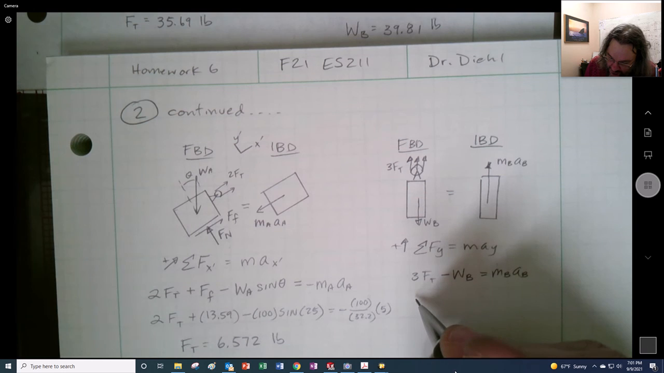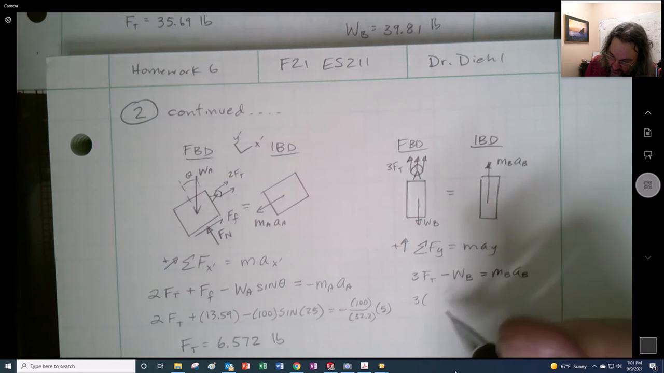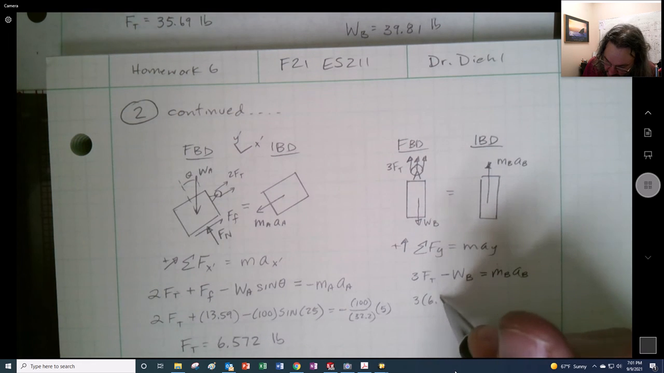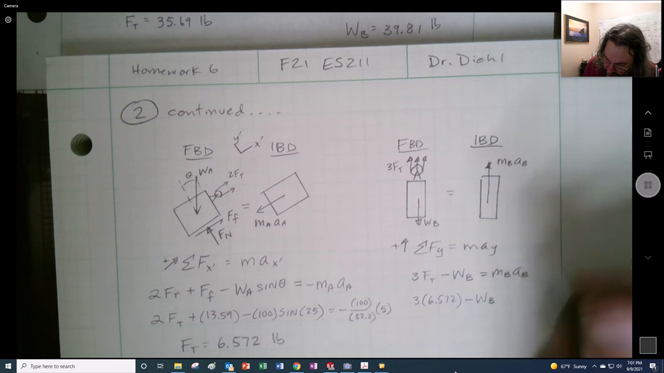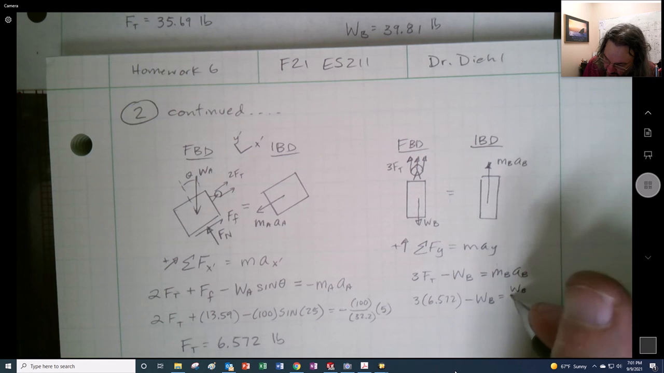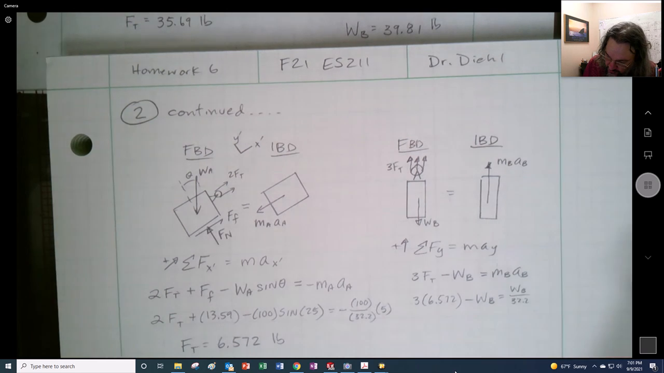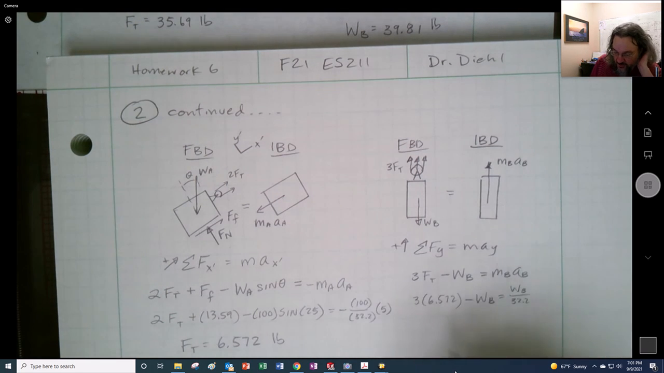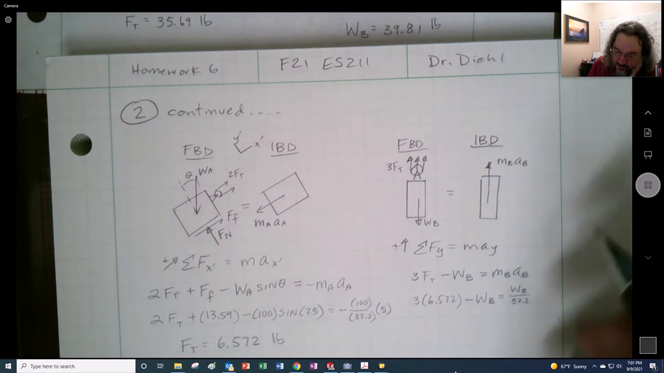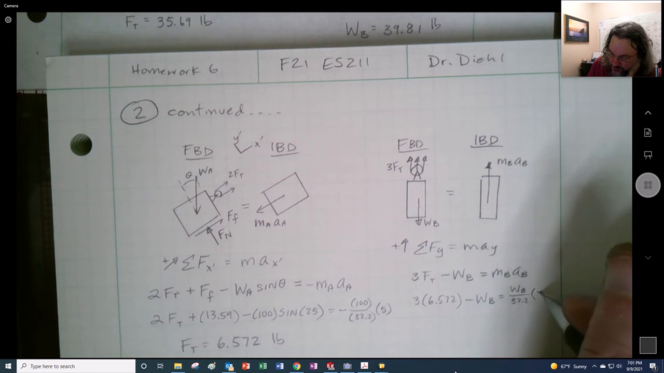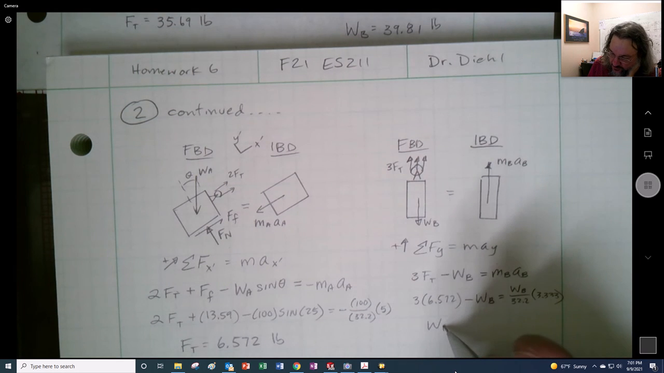And so I can put the numbers in there. Say 3 times 6.572 minus WB equals WB over 32.2 times the acceleration. We already did the acceleration. We said that that was going to be 3.3333, right? 3.333. We can solve for WB now.